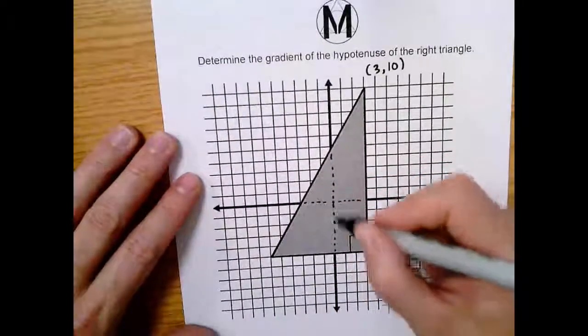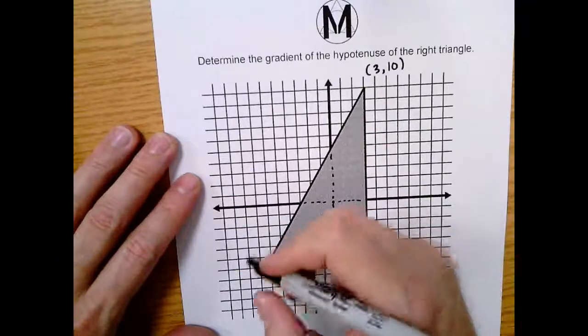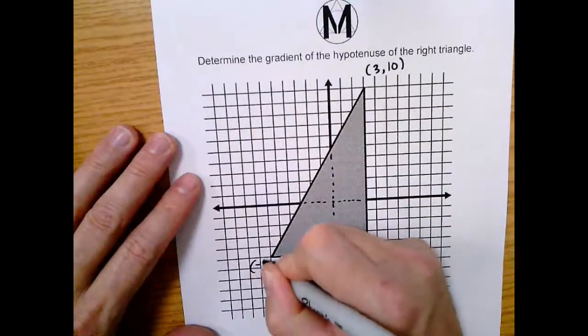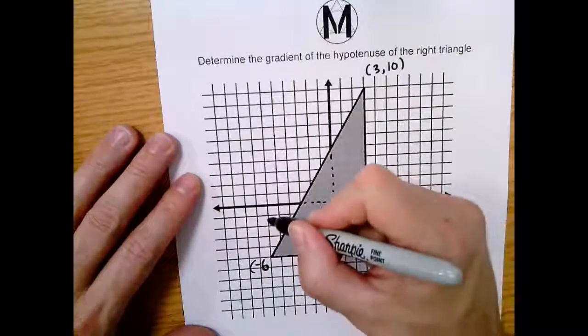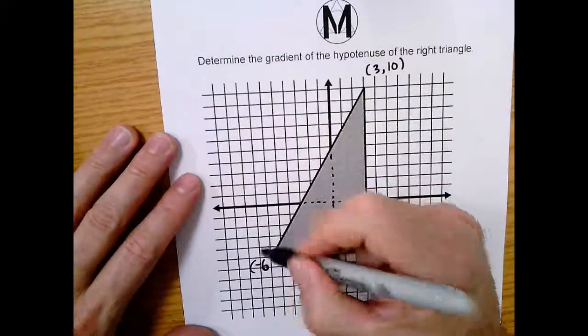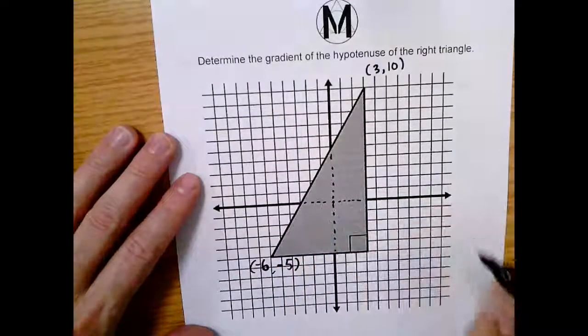So from here, I can go back 1, 2, 3, 4, 5, 6. So this point is at -6 on the x-axis. Hope you can read that. And 1, 2, 3, 4, 5, -5 on the y. So we have (-6, -5).